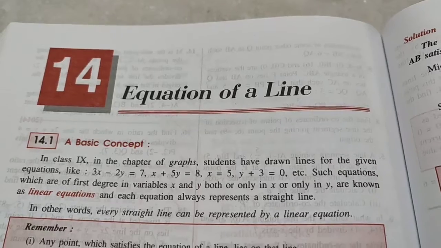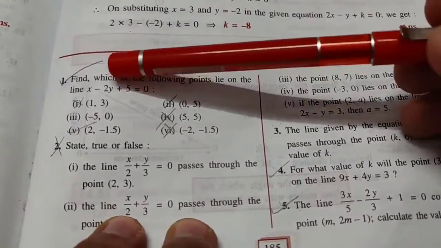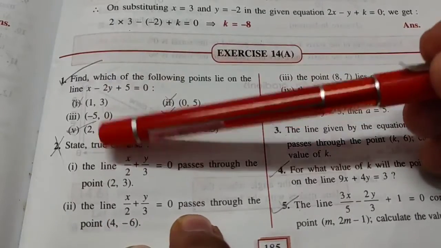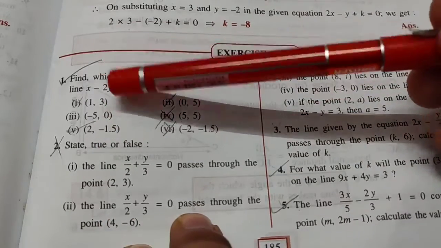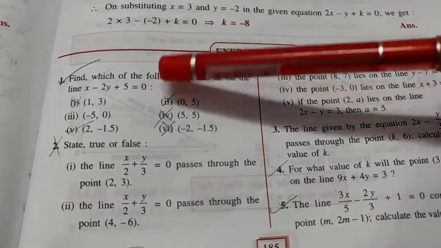Let's study 10th standard ICSE Math chapter 14 exercise A, equation of a line, basics. Chapter 14 exercise 14A. Let's do question 1, Roman number 5. Roman number 3 is for homework. Cancel Roman number 1, Roman number 2, Roman number 4 and Roman number 6. Also cancel question 2.